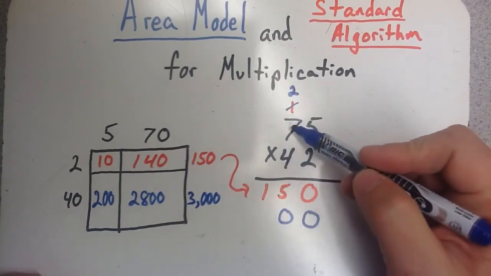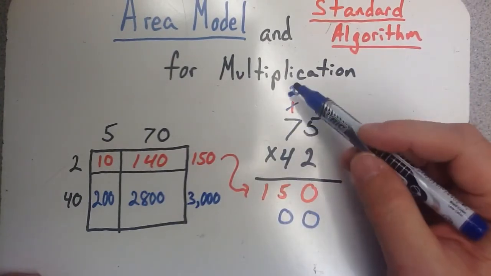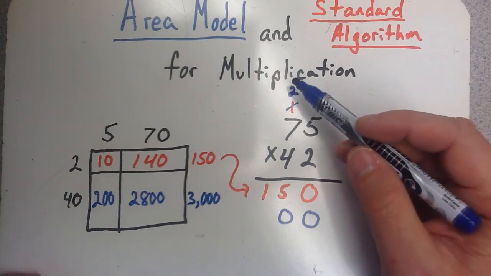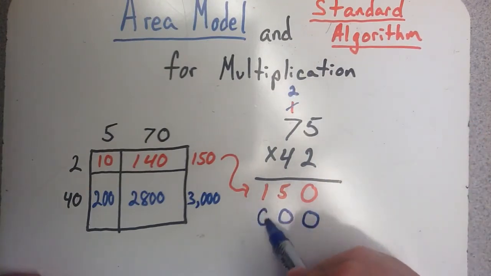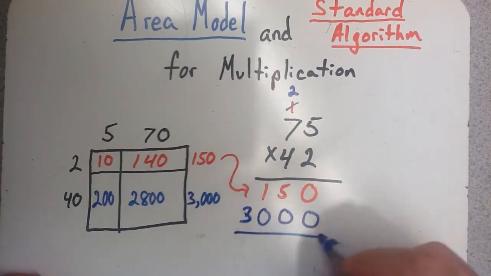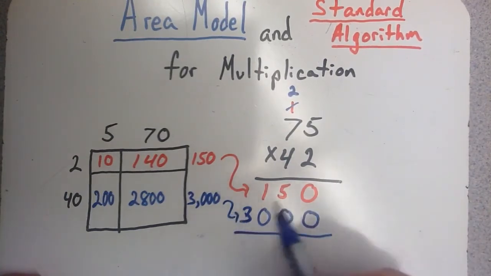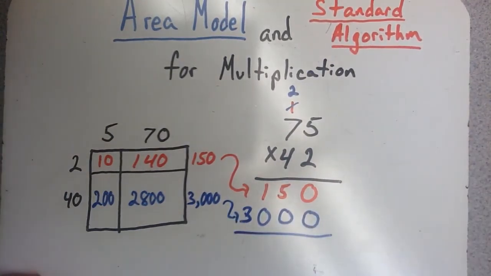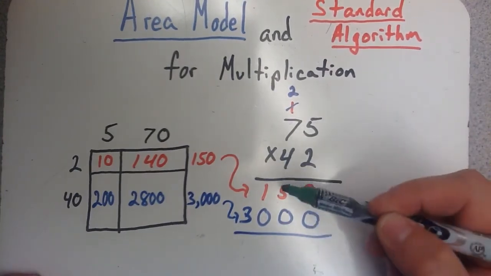4 multiplied by 7 is 28, 29, 30. Bring my 3, and then it comes down. And I'm going to notice these two lines are identical. And now I need to add my 2 rows.